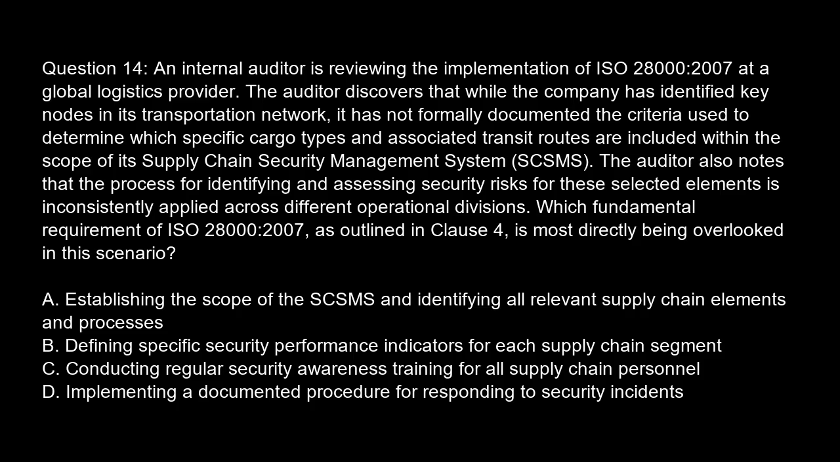The auditor also notes that the process for identifying and assessing security risks for these selected elements is inconsistently applied across different operational divisions. Which fundamental requirement of ISO 28000-2007 as outlined in Clause 4 is most directly being overlooked in this scenario? Option A, establishing the scope of the SCSMS and identifying all relevant supply chain elements and processes. Option B, defining specific security performance indicators for each supply chain segment. Option C, conducting regular security awareness training for all supply chain personnel. Option D, implementing a documented procedure for responding to security incidents.